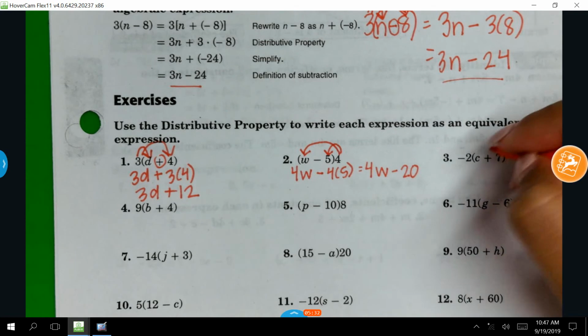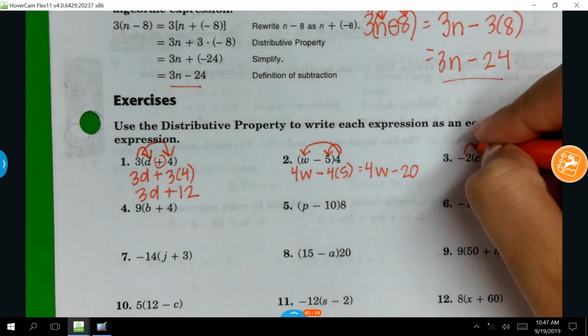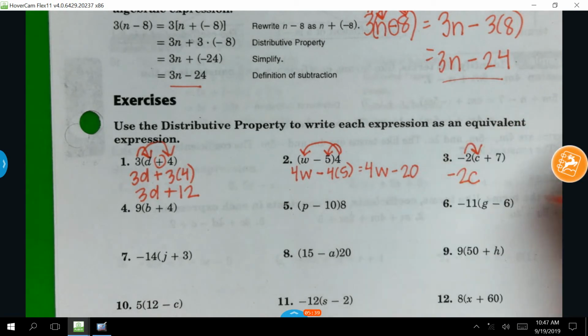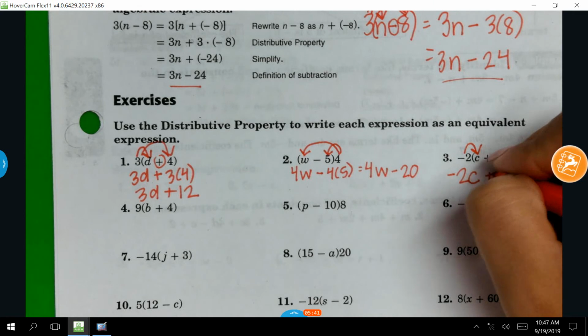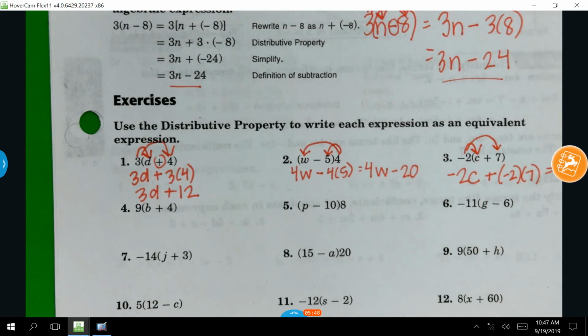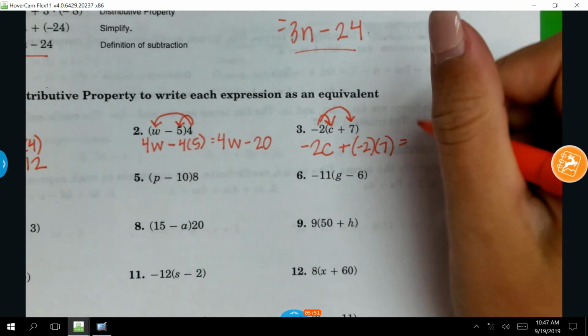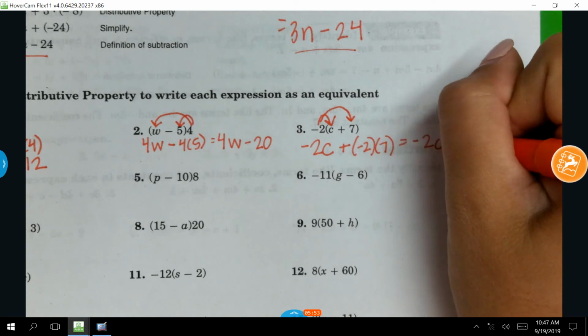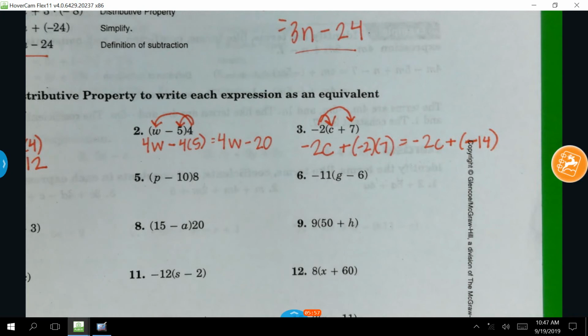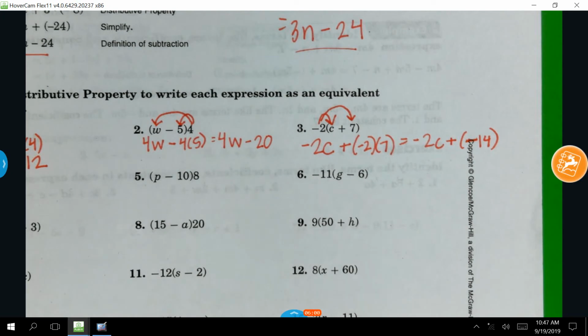Alright, number 3. Negative 2 times c plus 7. So that means I'm distributing that negative 2, so I have negative 2 times c plus what? Negative 2 times 7, which gives me negative 2c plus negative 14. Is that in the simplest form possible? No, why not?